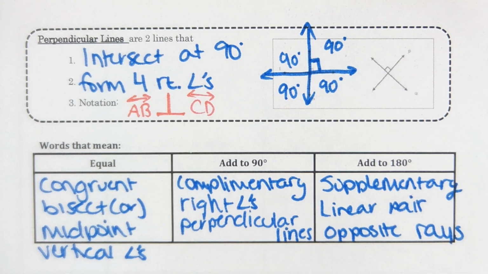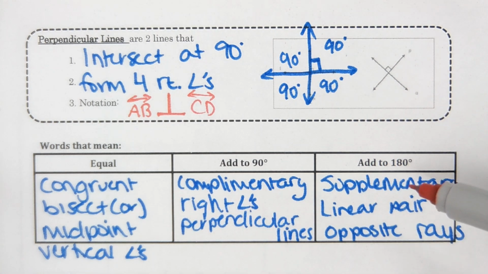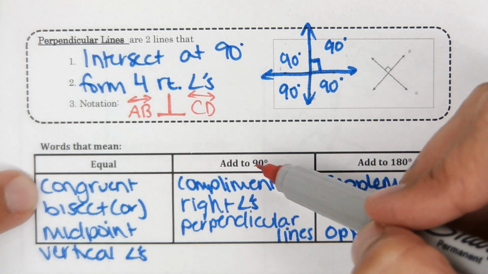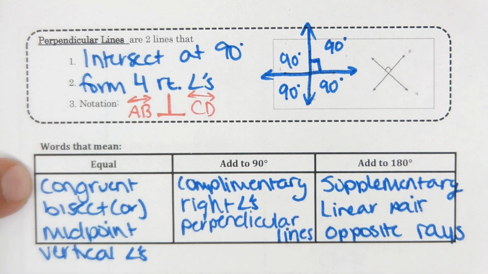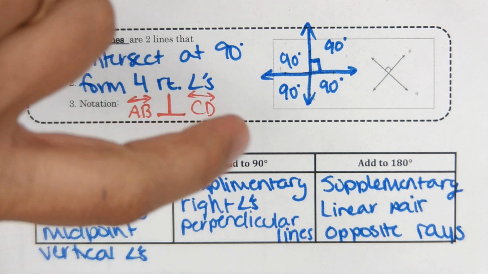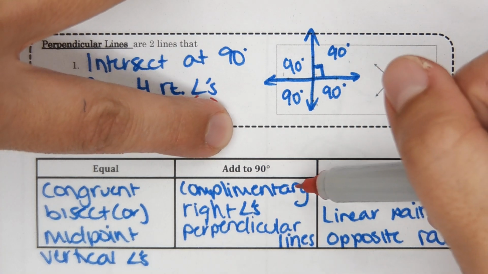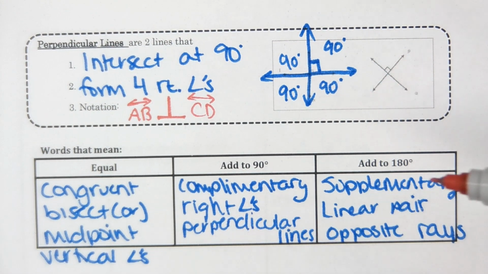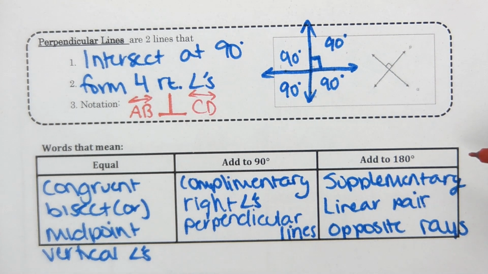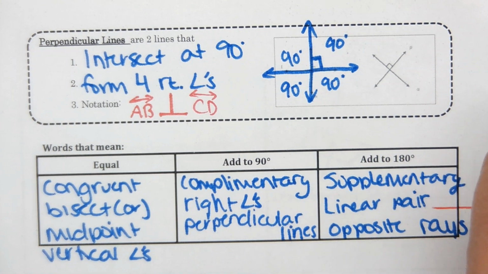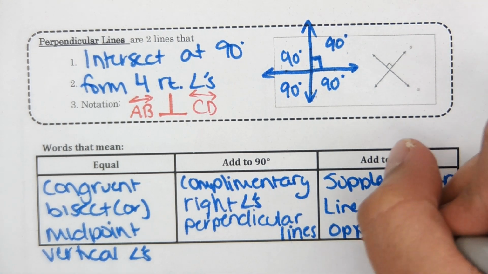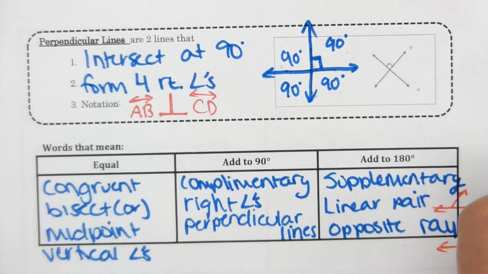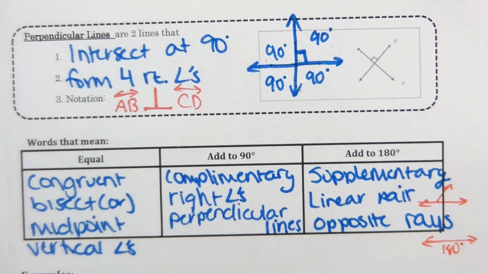Okay, and then this chart that I had you fill in, these are just clues as to when things are equal, add to 90 or add to 180. So words that would mean equal would be congruent, a bisector that breaks things into equal parts, midpoint, where both sides would be equal, or vertical angles, which are going to be equal. Things that add to 90 degrees would be complementary angles, right angles, or perpendicular lines. And then 180, some keywords would be supplementary, a linear pair, which those angles would be supplementary, and opposite rays, which would form a straight line, which is again 180 degrees.